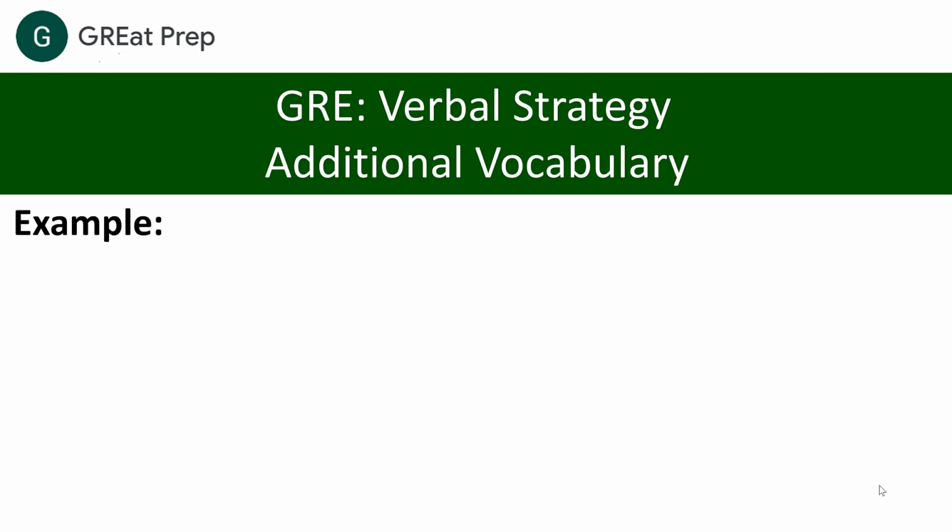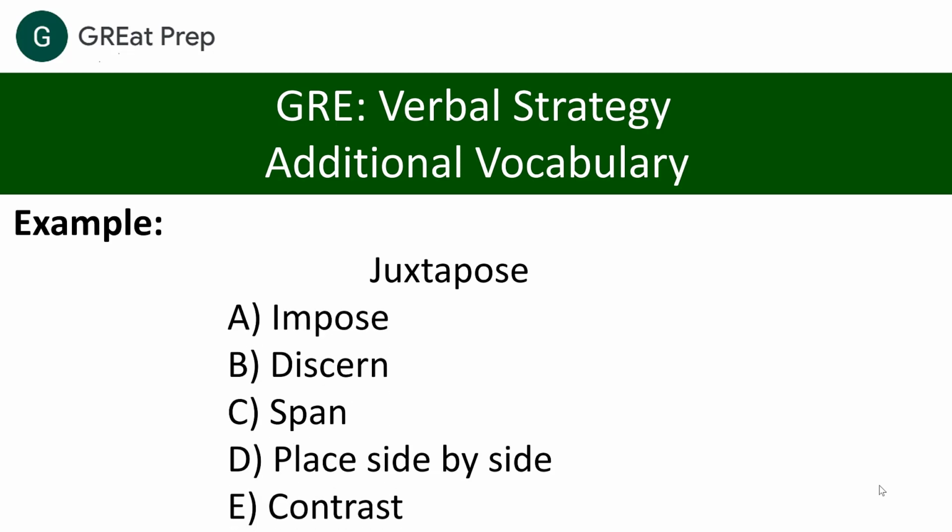Okay, now that you've gone through all those 4 strategies, let me give you an example. The word is juxtapose. This is a real GRE word that has shown up in a past GRE exam or on the official GRE material. So this is legit. Juxtapose. You typically have 5 choices to choose from. Impose, discern, span, place side by side, and contrast.